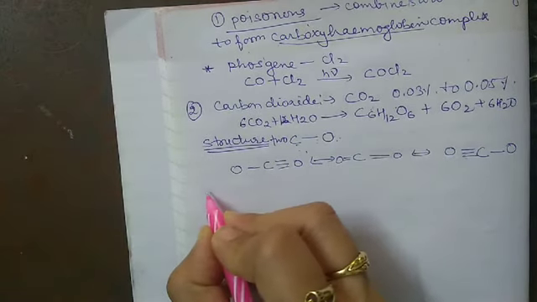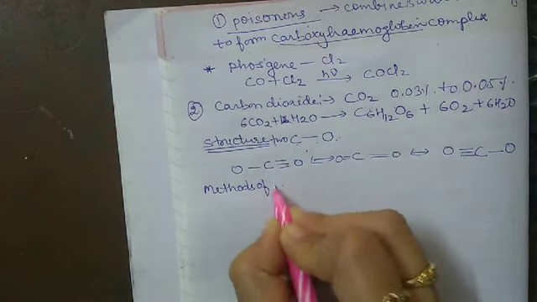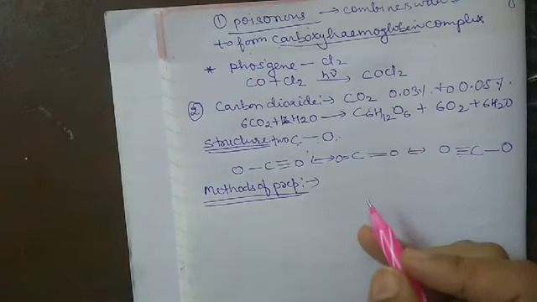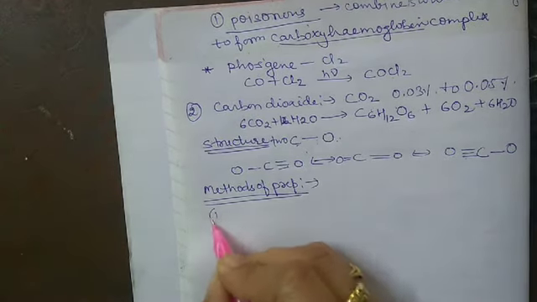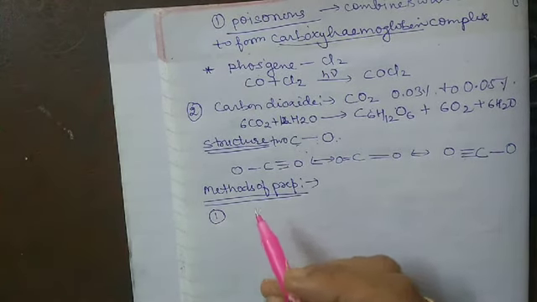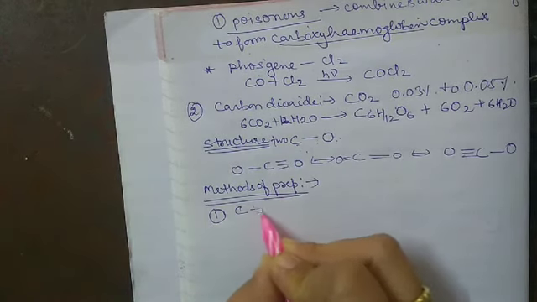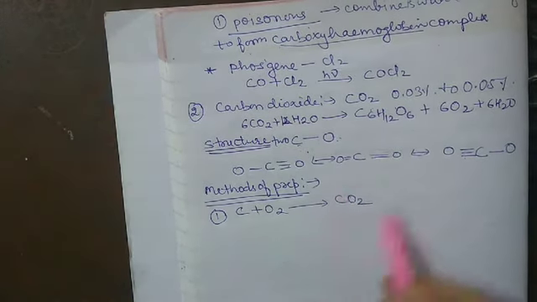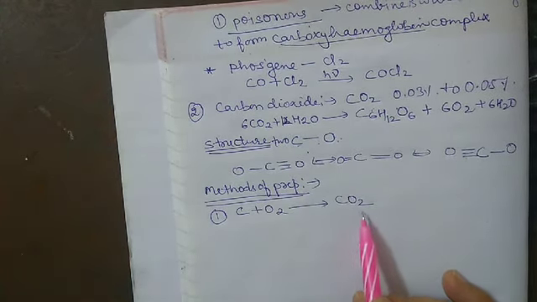Now next is methods of preparation, the methods of preparation of carbon dioxide. There is one general method to prepare carbon dioxide: when carbon or carbon-containing fuel is heated in excess of air, we get carbon dioxide, that is C plus O2 gives CO2. This is the simplest method. Carbon combined with oxygen gives carbon dioxide. So this is one of the important methods.